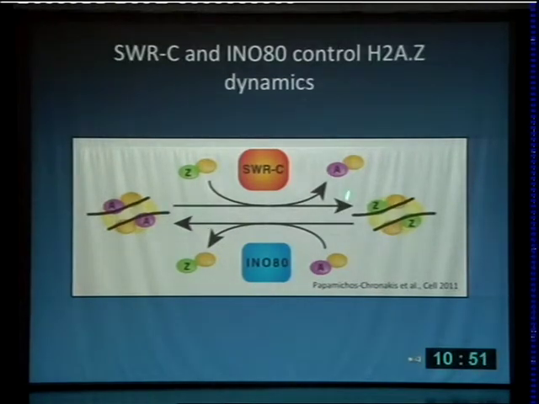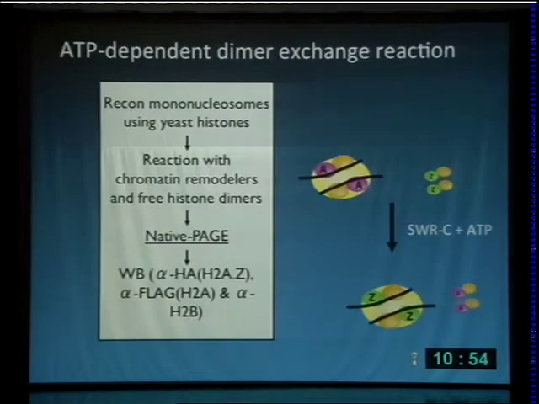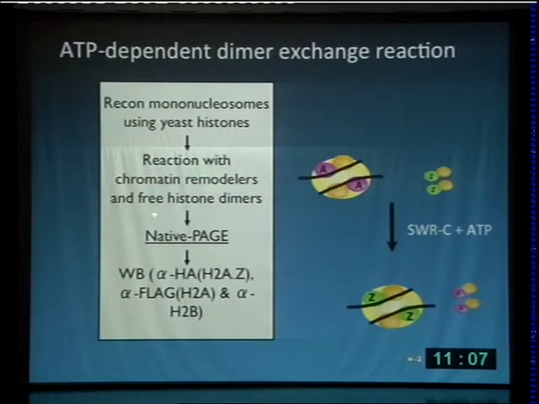So we asked whether these enzymes are regulated by K56 acetylation, looking first at SWR-C. This is how we measure dimer exchange in vitro. We take recombinant yeast histones, and we reconstitute mononucleosomes with those histones. We then react those with chromatin remodeling enzymes with free histone dimers in trans. So here's the substrate. We have the free dimers that are going to want to go in. And we take that reaction and run it on native PAGE gels to separate the mononucleosome product from all the other reactants. That way we are guaranteed we're seeing exchange events. And then we Western blot that native PAGE to ask what flavor of H2A is now in the nucleosome, using different epitope-tagged histones.